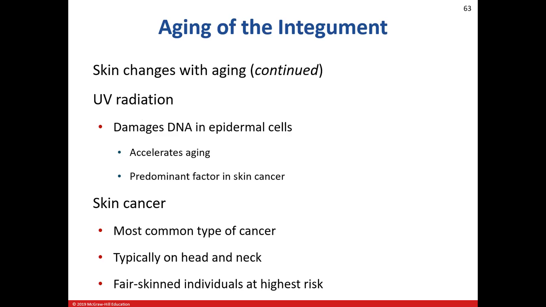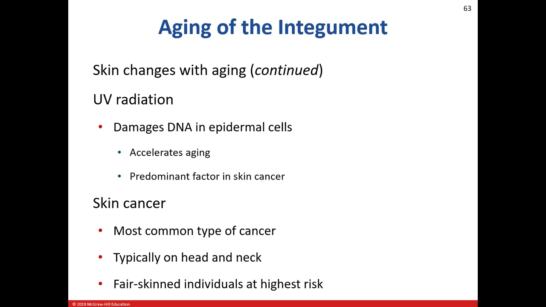When we look at aging according to UV radiation, we know UV radiation has a negative effect on skin tissue. UV damages the DNA in the epidermal cells, and by damaging some of the DNA in those cells, it accelerates the aging process. This is a predominant factor in a lot of our skin cancers.